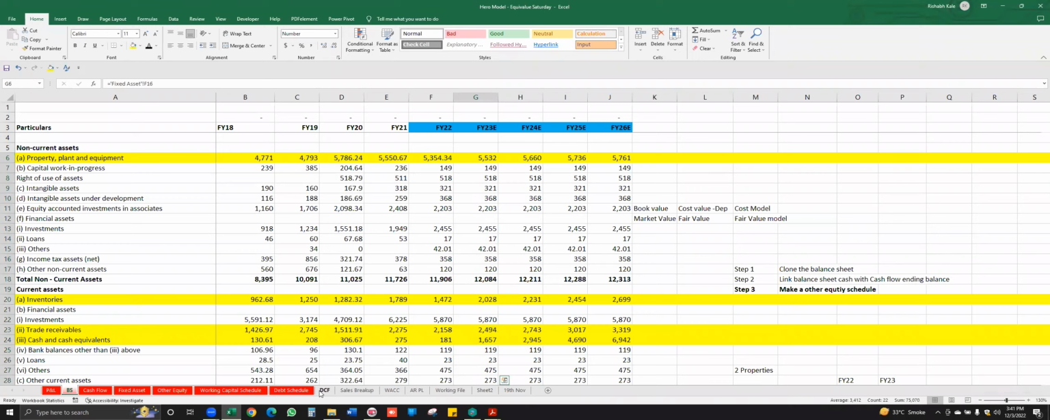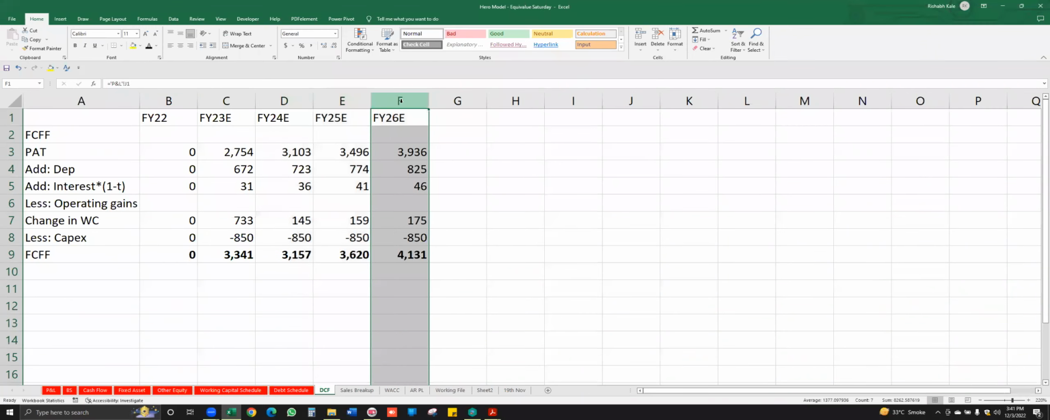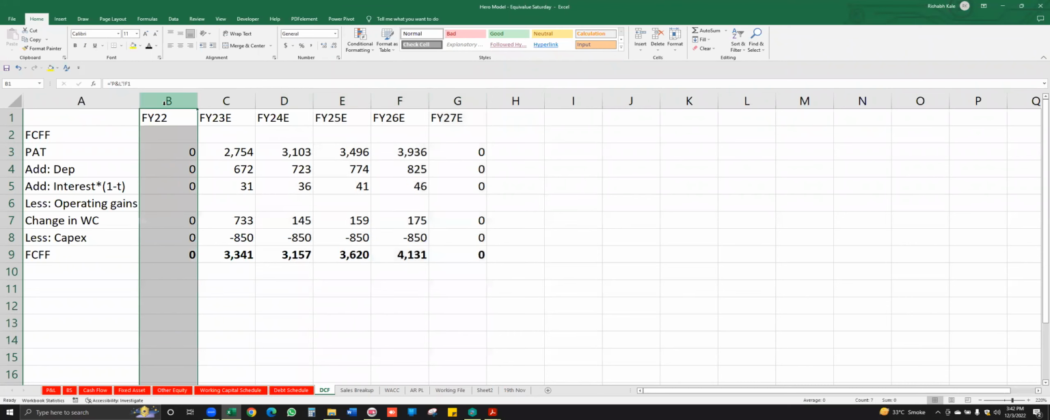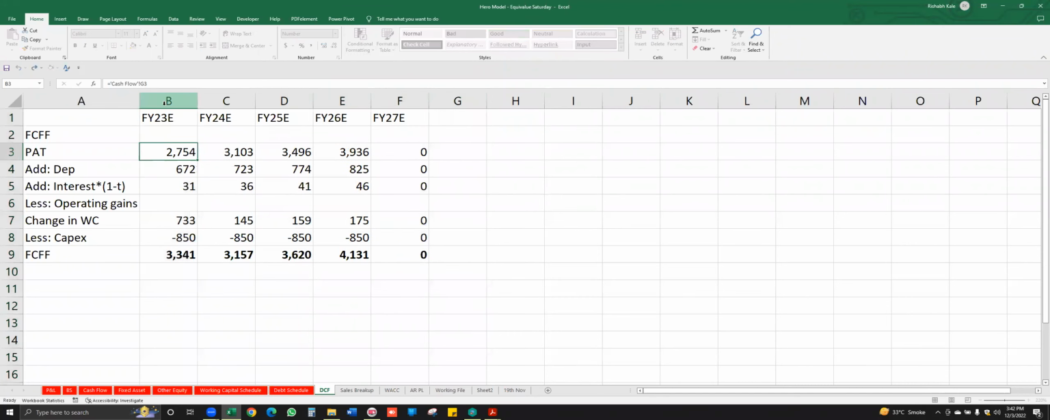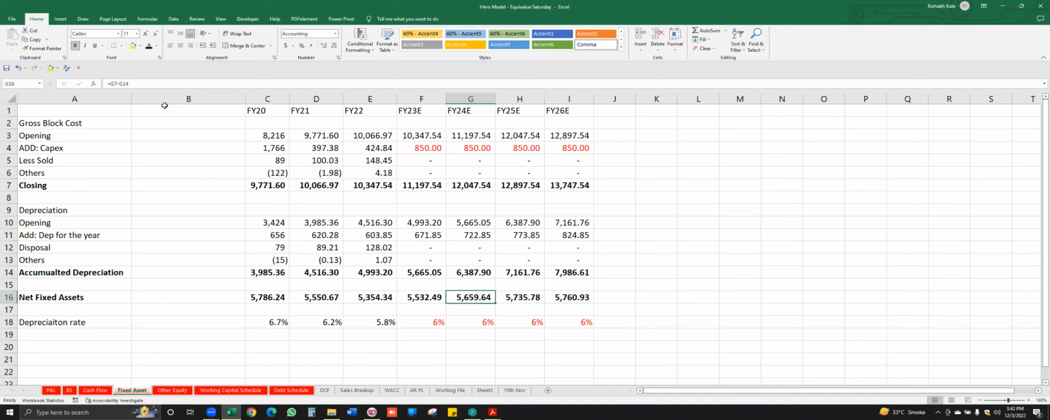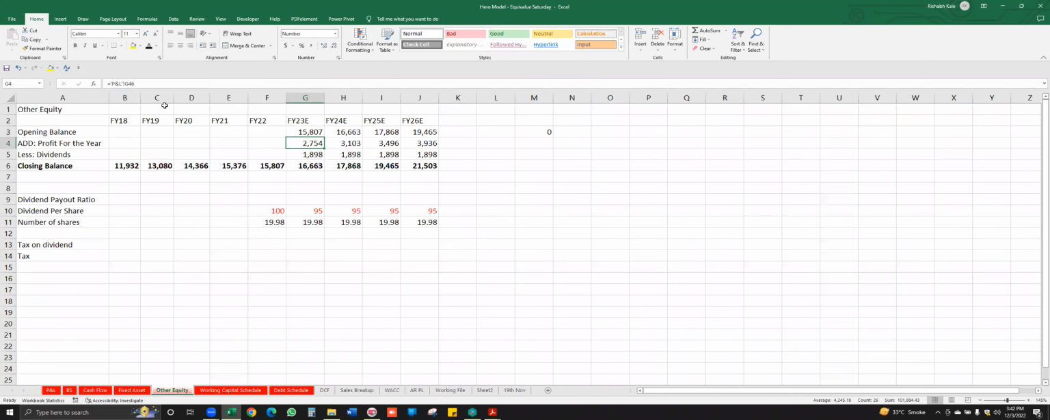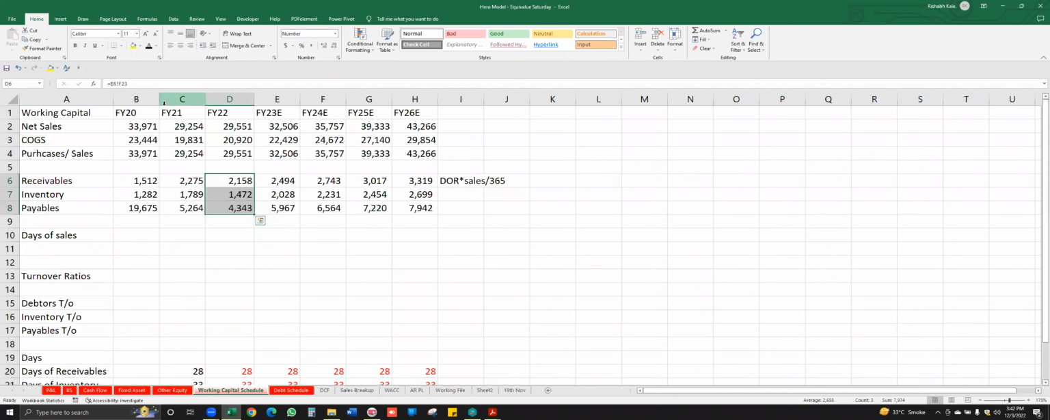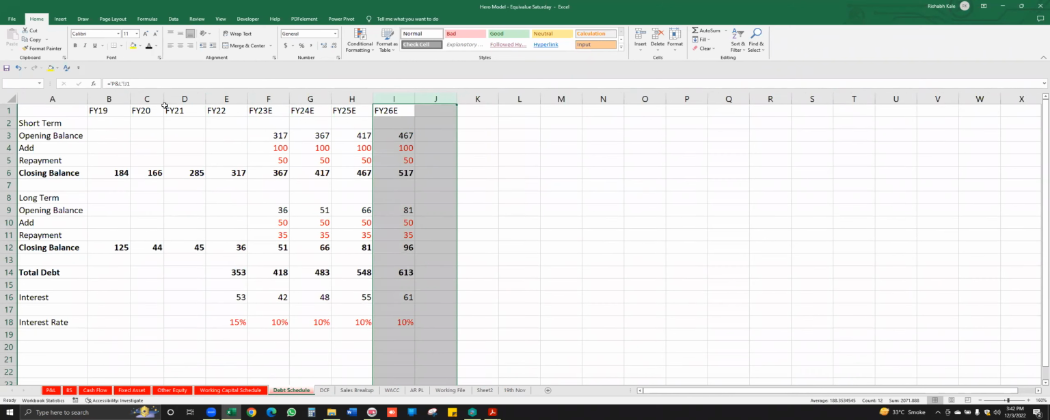Now I have got new numbers over here. Let us do it for one more year. We have started from 22, now we'll do it from 23. Okay, we'll start from 23 only. Now what we do is asset schedule 27. Other equity also we'll do 27. Working capital, see again, just have to copy with Control R. Everything comes on its own.